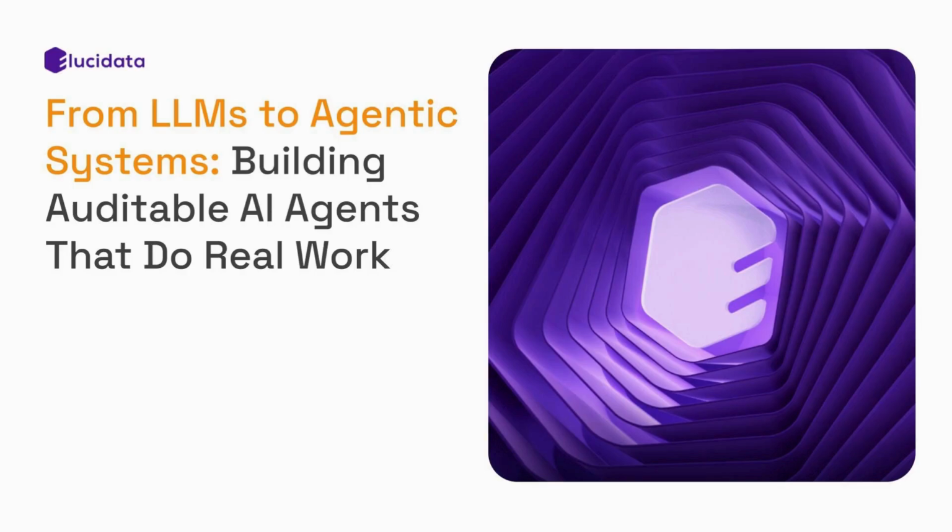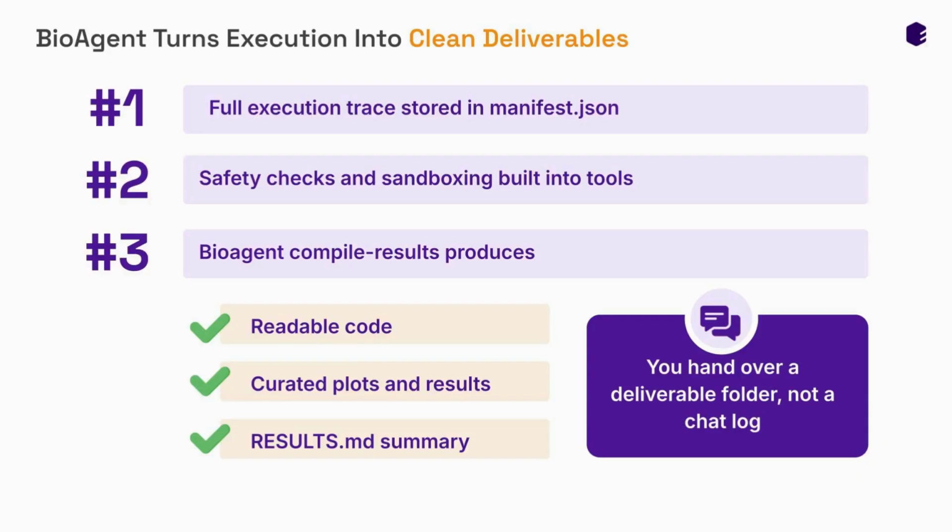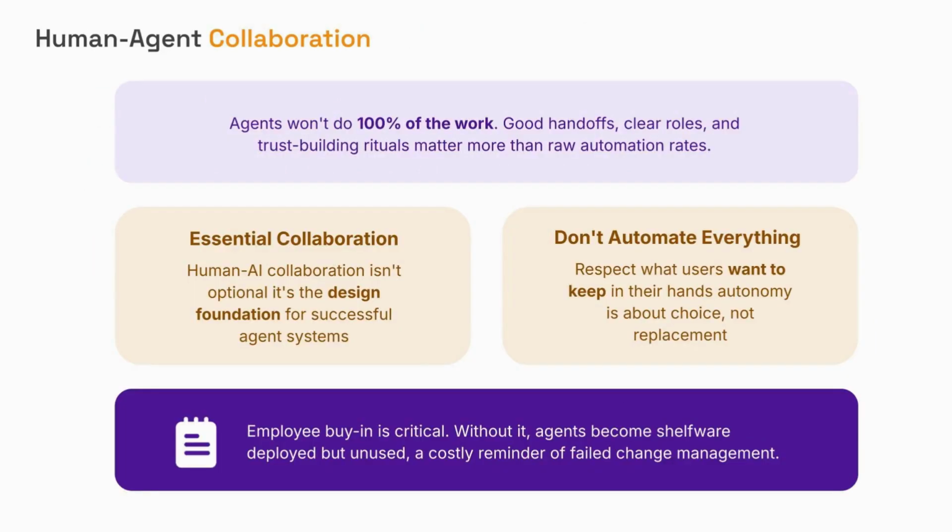We are witnessing a fundamental shift from simple LLMs to true agentic systems designed to do real auditable work. BioAgent differentiates itself by turning execution into clean deliverables. You don't get a messy chat log, you get a professional folder with readable code, curated plots, and a full execution trace. But this is not about replacing scientists.